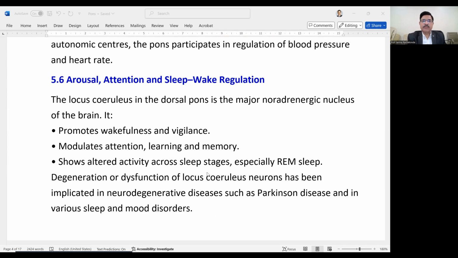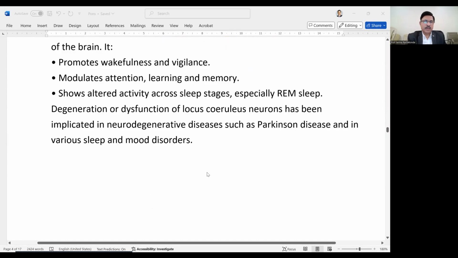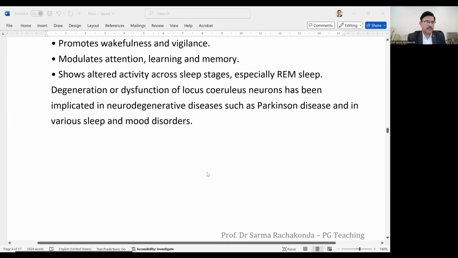It shows altered activity across sleep stages, particularly rapid eye movement sleep, and degeneration or dysfunction of the locus ceruleus neurons has been implicated in neurodegenerative diseases, sleep disorders, and mood disorders.